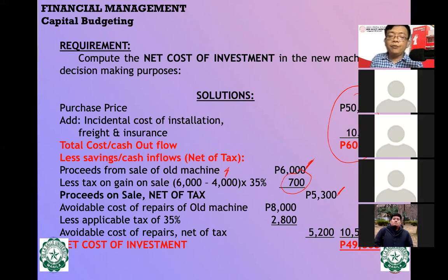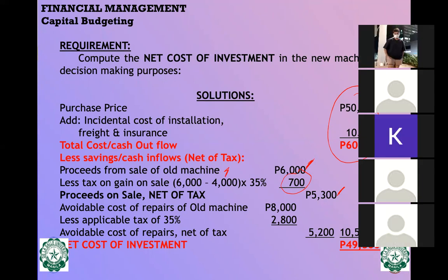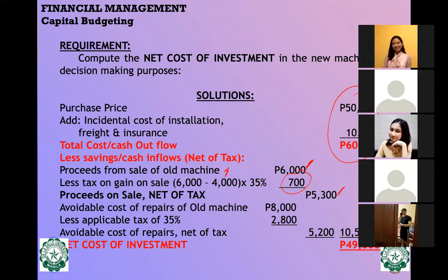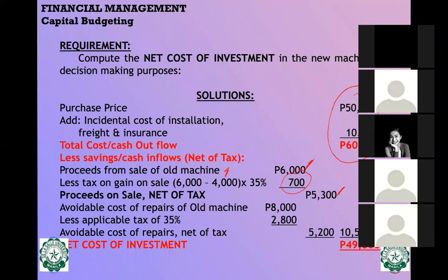Can you please thumbs up if yes? Why is it minus? Because you already have proceeds of 6,000, and you also have a gain, so you need to minus the tax on gain. Thumbs up if you understood. Yes, thank you, Marco. How about the others? Understood, right? Alright, no problem.